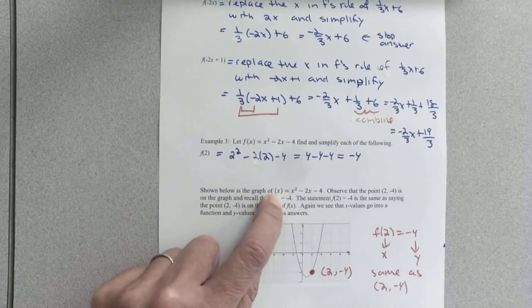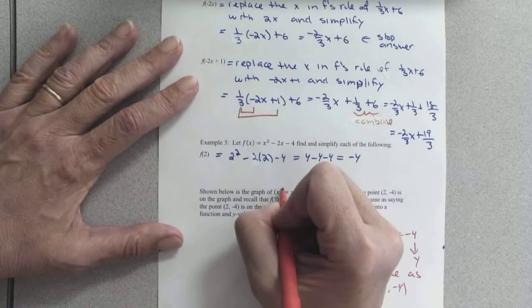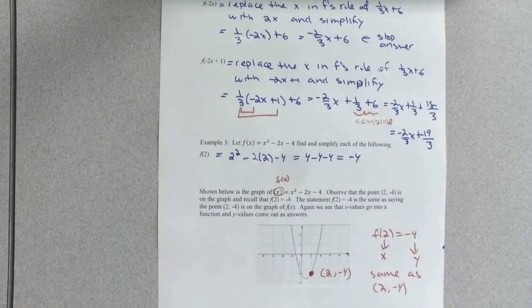Got a typo right there. That should say f of x right there. Someday I'll fix that typo. There's a little typo right there.